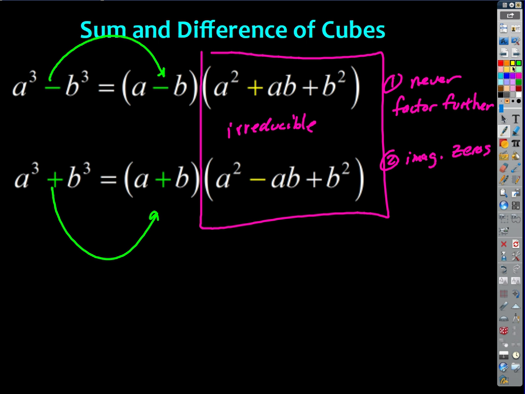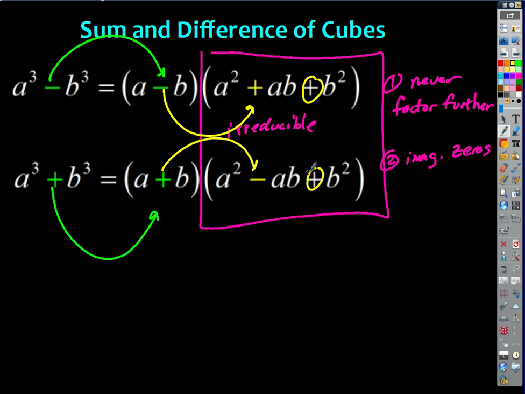The next sign, which would be the first sign in the trinomial, is always going to flip. If that's minus, that's plus. If that's plus, that's minus. And then the last one, remember, is always going to end up being plus b squared. Okay? So those are our patterns.